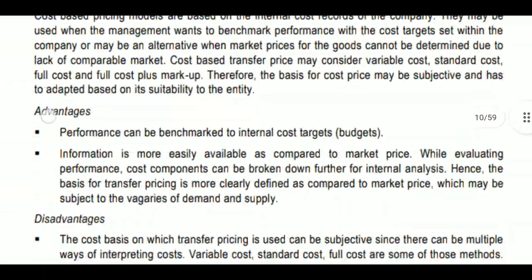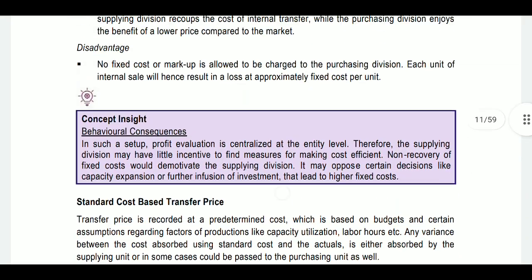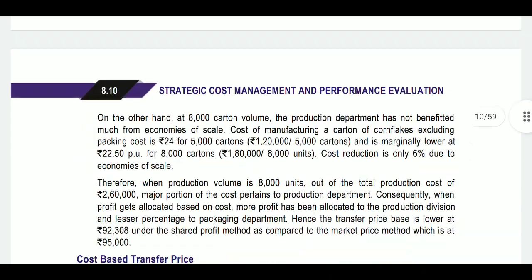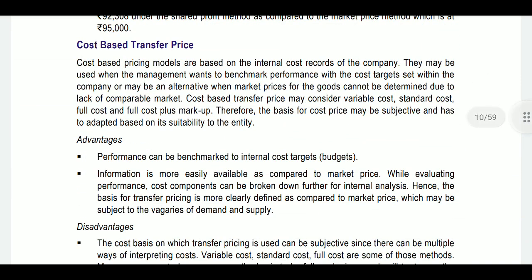Next, cost based transfer price. What is cost based transfer price? It is a method based on the internal cost records of the company, and here management wants to benchmark performance against a cost target within the company. It is also an alternative when the market price cannot be determined due to lack of a comparable market. If you do not have an outside price, the cost is the benchmark they must reach. Here cost based transfer price is considered.